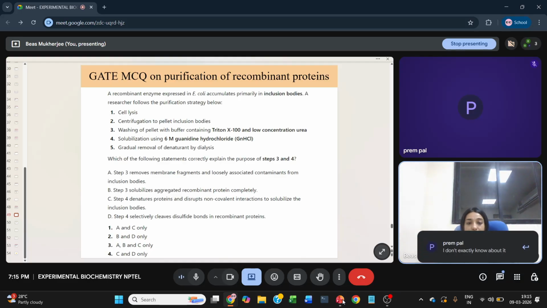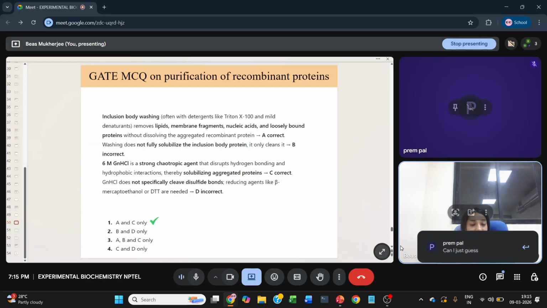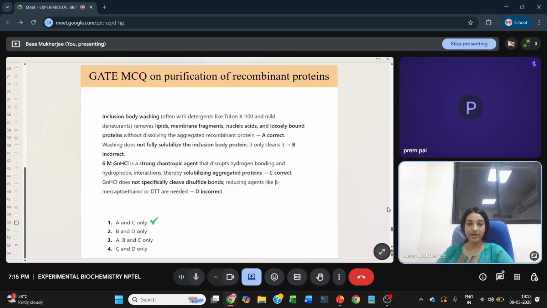Okay, no problem. We'll look at the right answer. The right answer is A and C. Since we already saw the answer, we'll look at the explanation now. Inclusion body washing, often with mild detergents such as Triton X-100, removes lipids, membrane fragments, nucleic acids and loosely bound proteins without dissolving the aggregated recombinant protein. So that means A is correct.